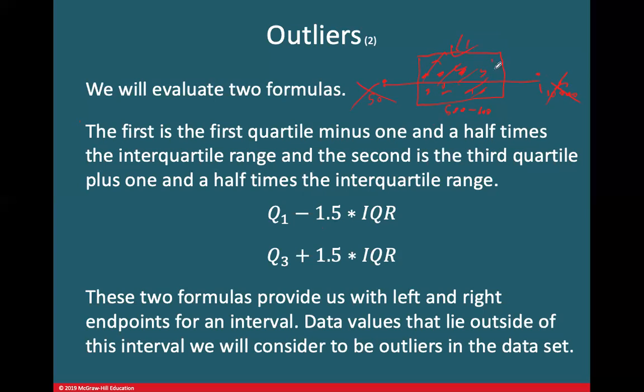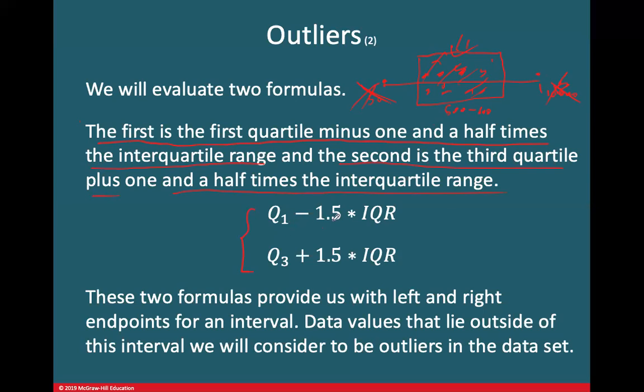So the question is: how can I formalize this ignoring, removing? How should I decide which data values are outliers and which are not? So the formula is this. The first is the first quartile minus 1.5 times the interquartile range, and the second is the third quartile plus one and a half times the interquartile range. Forget about this text. Look at this one.